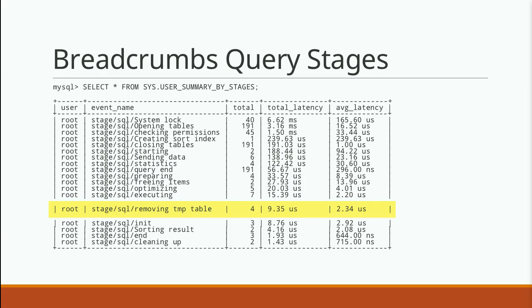And you see a little bit more evidence of that when you use the sys schema to get the user summary by stages. You can see the point at which it cleans up the temp table and spends a little bit of time eliminating that.